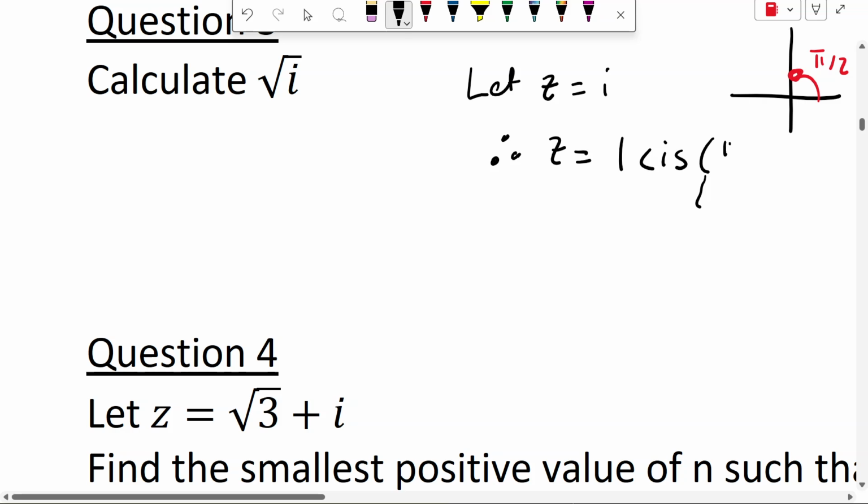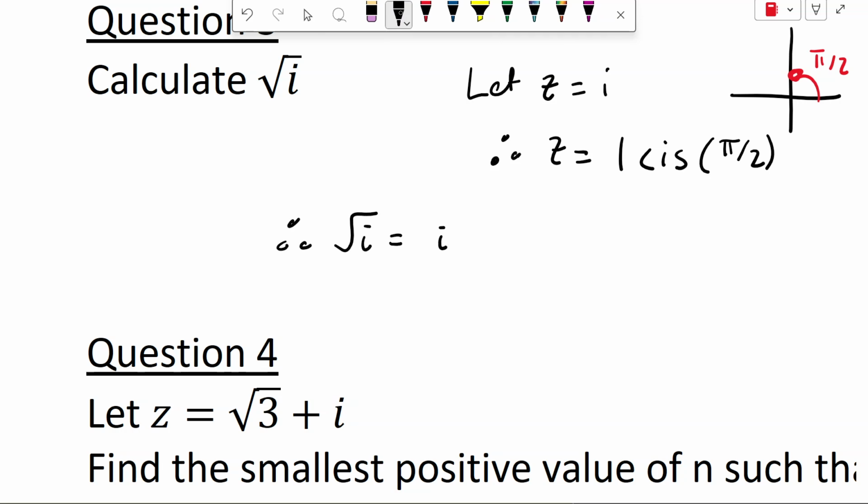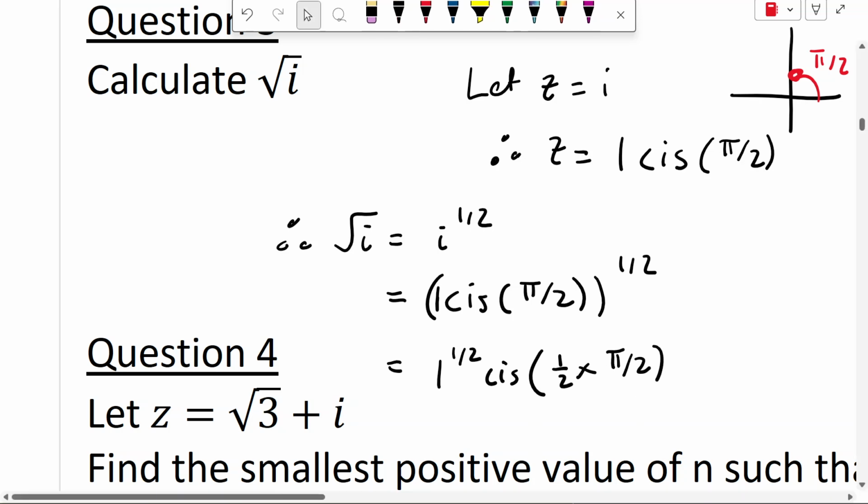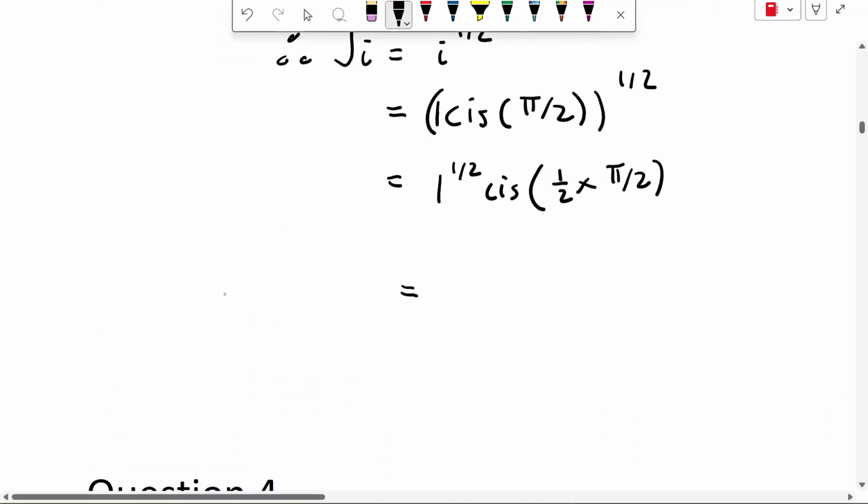So that is pi over 2 there. Cool. So therefore √i, which is i to the power of a half, is cis of pi over 2, all to the power of a half. So the number out the front, the modulus, goes to a half, and then we get a half times pi over 2, just like that. So if we keep working through that, 1 will stay the same out the front. So we got cis of pi over 4.